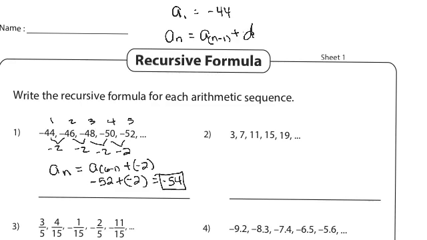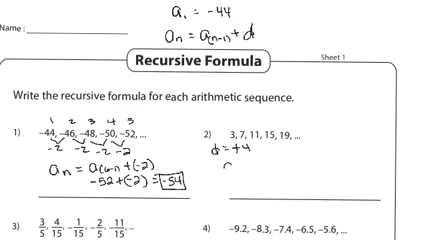Again, we know a sub 1. We have to be given a sub 1 because we have to know the first term to get term 2, and then the term 2 to get term 3, and term 3 to get term 4. So you have to know the first term and the common difference. Second sequence here, we got 3, 7, 11, 15, 19. Looks like we're going up plus 4 is our common difference.